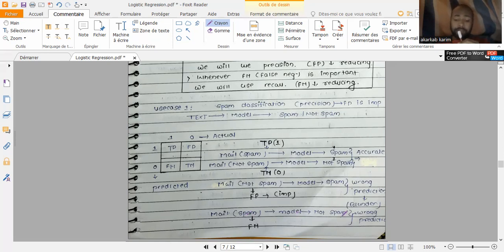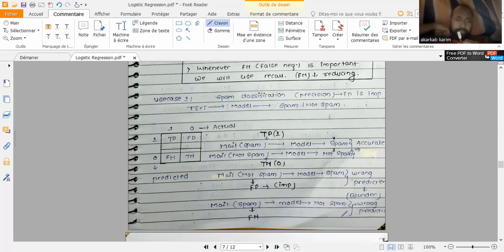At this time the precision is more important. Why? Because if a mail that is not spam is considered as spam, we cannot check it. So in our case the precision is more important.